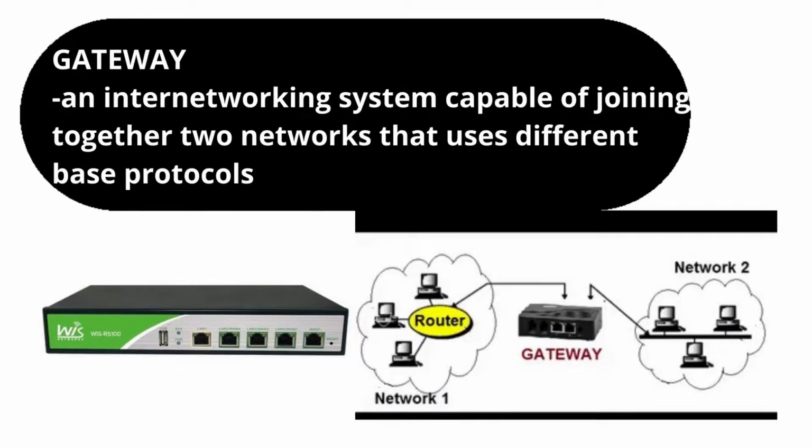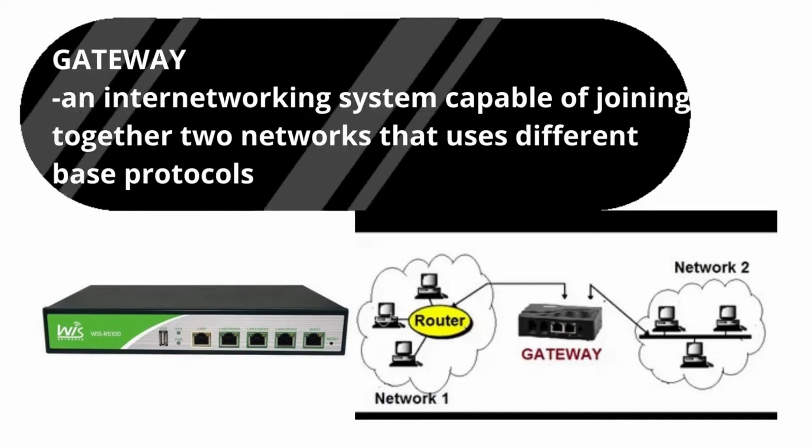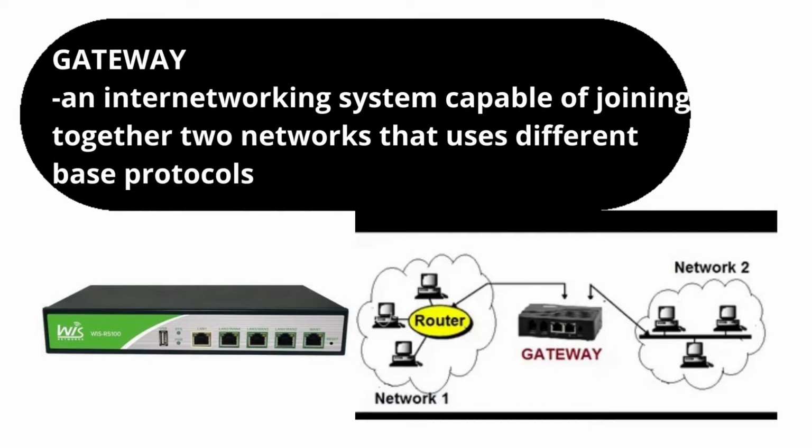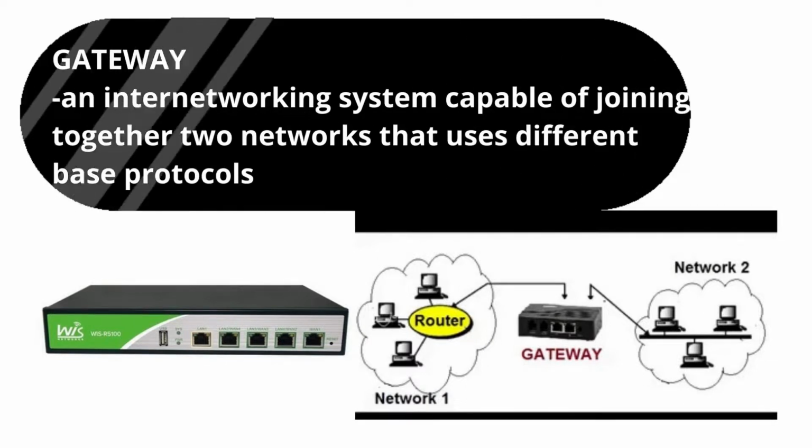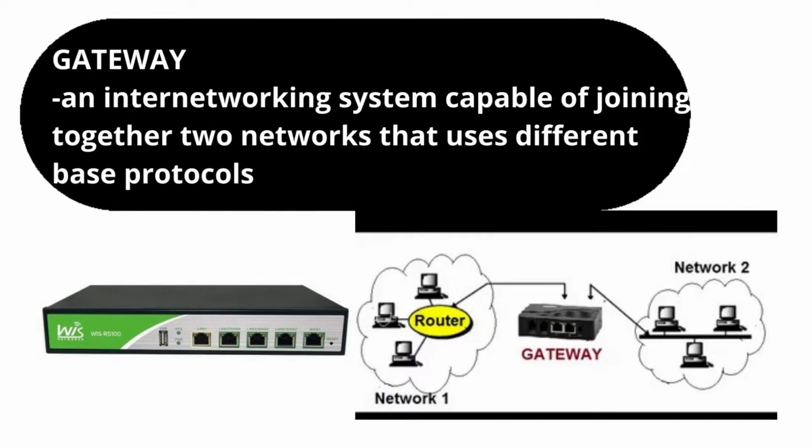We have the gateway. A network gateway is an internetworking system capable of joining together two networks that use different base protocols. As you can see on the diagram, we have the gateway in the middle, and it simply transfers signals from one network to the other network. But we will also use another network device such as a router to be able to join together the two networks.